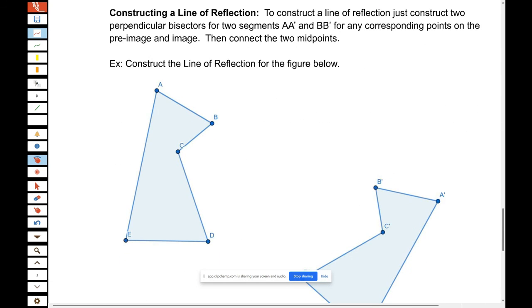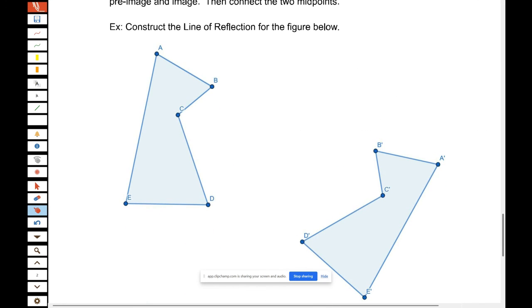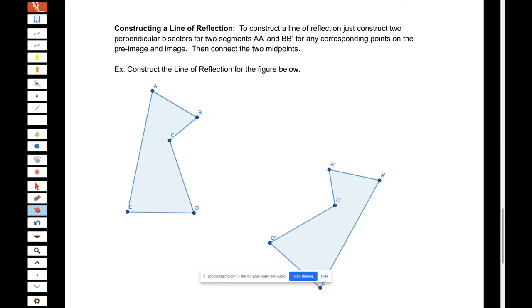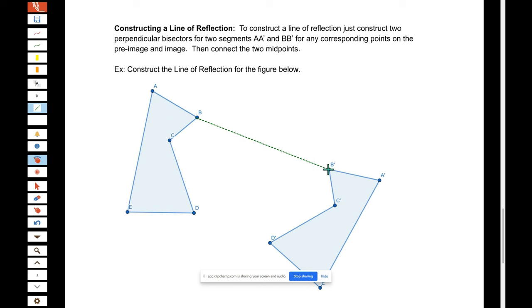All right, the last thing is to construct a line of reflection given an image like this one. We have a figure that has been reflected, but we do not have the line of reflection constructed. So what you do is you're going to do the perpendicular bisectors for 2 segments because the endpoints of those segments are on the perpendicular bisector being the line of reflection. So what I'll do is I will connect B to B prime, and I'm going to construct the perpendicular bisector of that in order to find the middle.